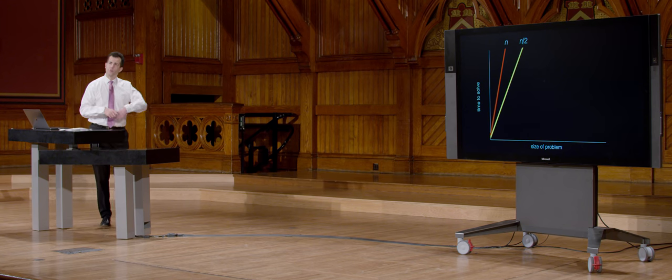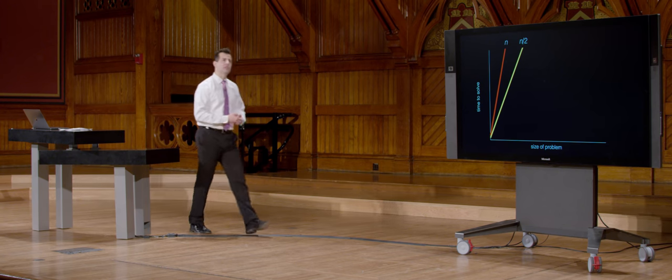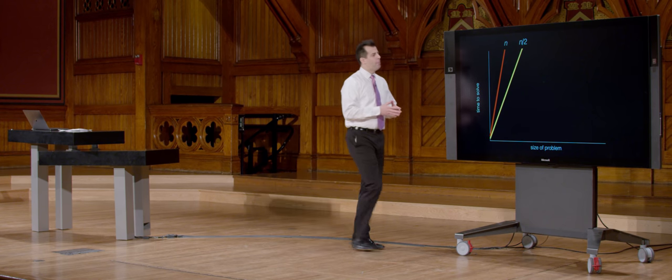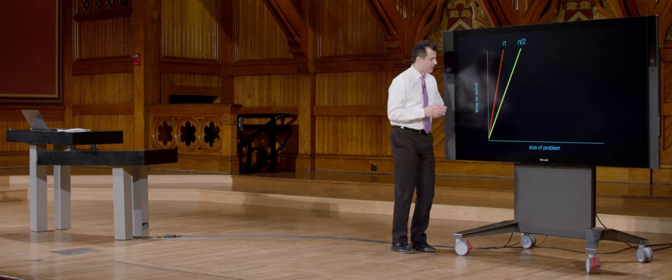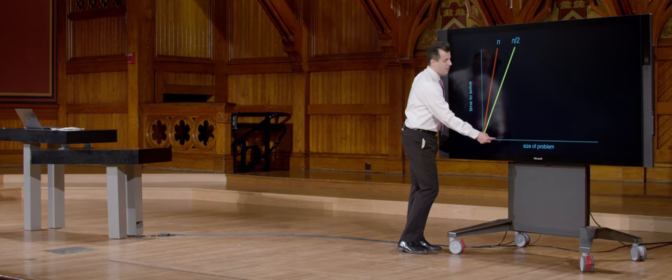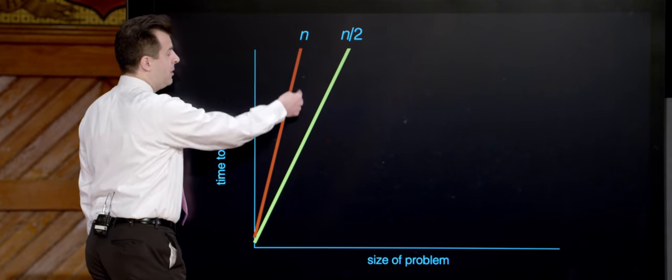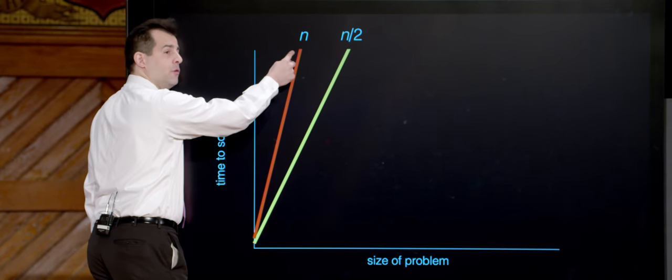Now, with the second algorithm, where I was flying through the phone book two pages at a time, there's still a linear relationship, but it's not quite as bad, so to speak. For instance, if I have this many pages in my phone book, my first algorithm might take this many seconds in the first algorithm.